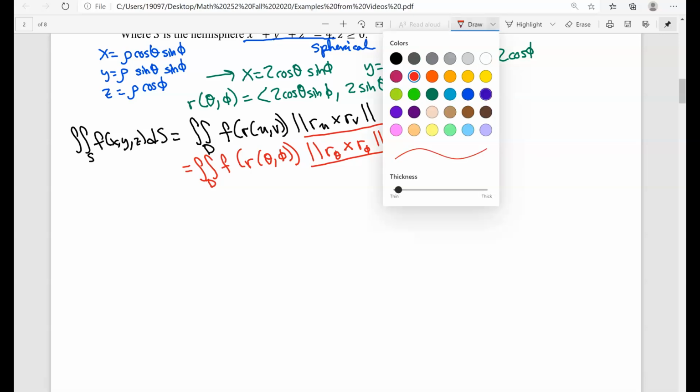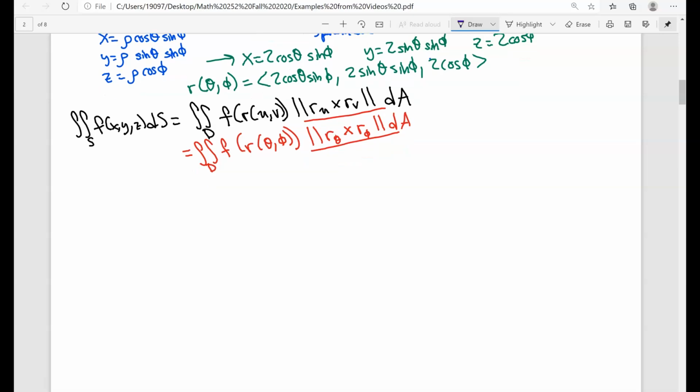Okay, so let's start off with the cross product. So r theta cross r phi. We're going to start off with i. Let me make some space. j and then k.